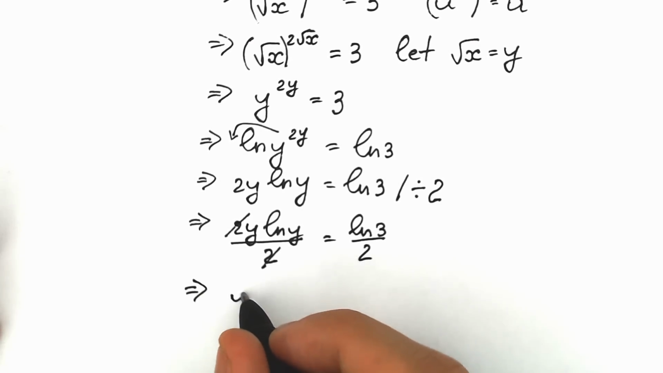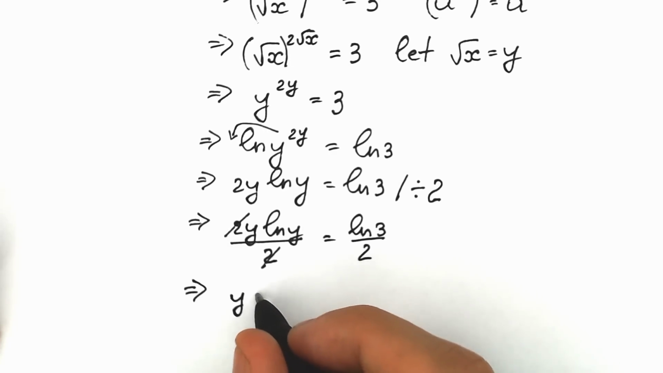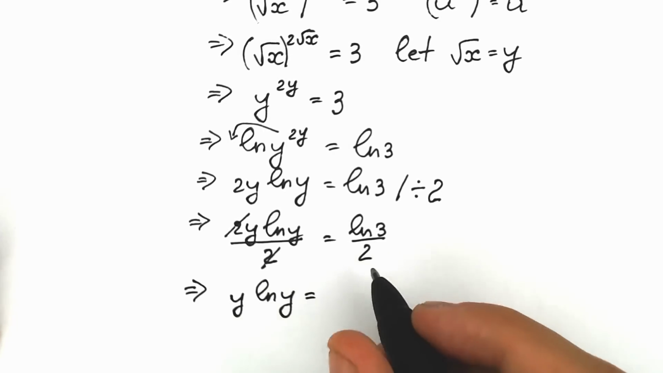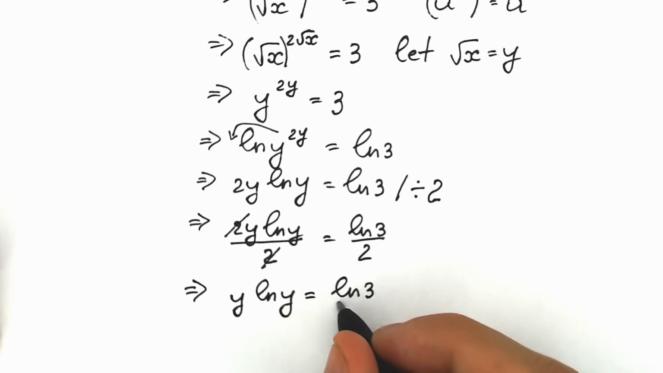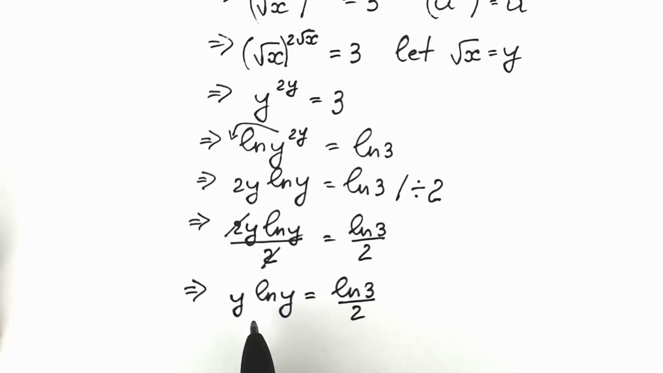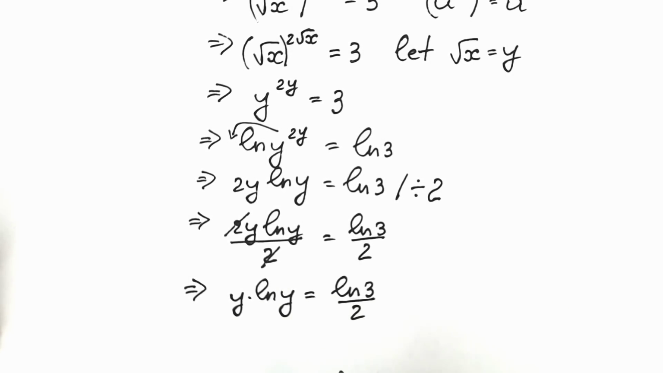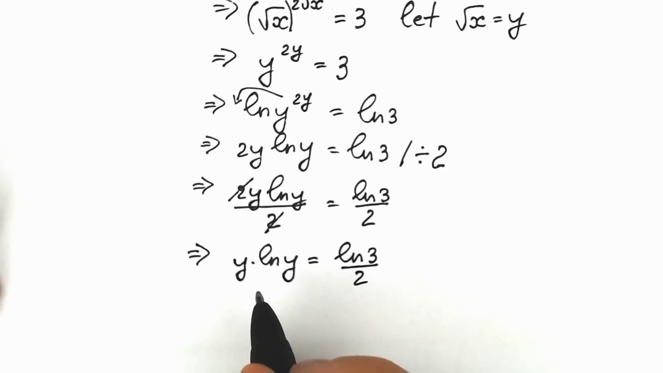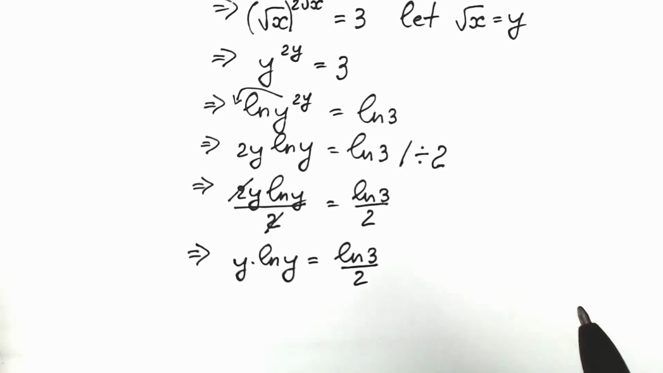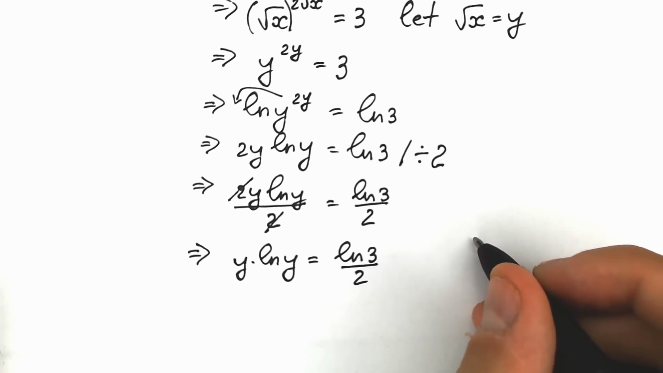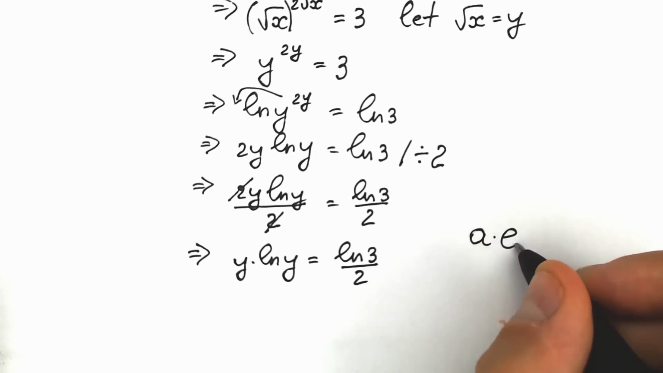We have y times natural log y equal to natural log 3 over 2. Really great. Our variables are on the left side and our constant on the right side. Right now, there are a lot of approaches to do that, but the best one is to apply the Lambert W function. But as you know, we need to have e, and so we need to have a times e to the power a.